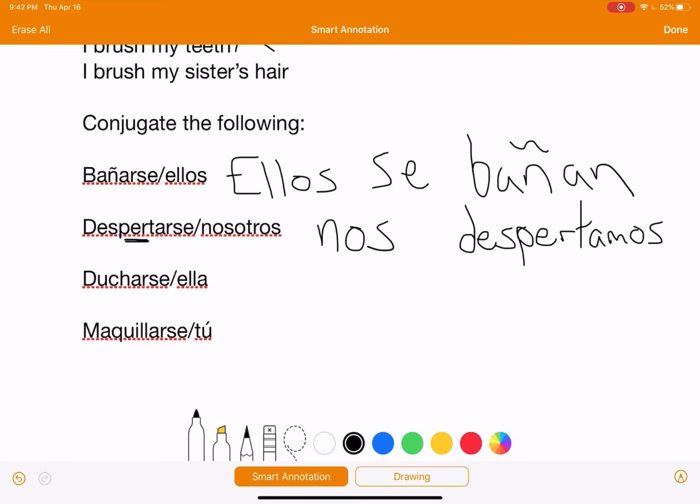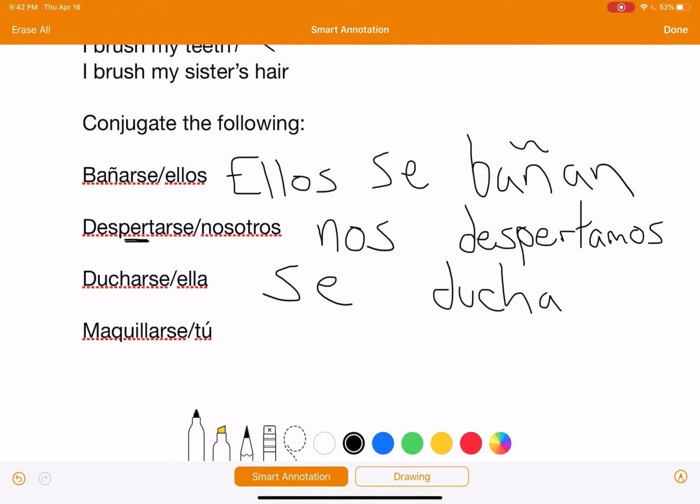The next one, ducharse, conjugated for ella. Identify that verb, identify the reflexive pronoun, conjugate my verb. My verb is duchar. Conjugated for ella, I get ducha. Then I just need to add in the appropriate reflexive pronoun. That reflexive pronoun for ella is se. Ella se ducha.